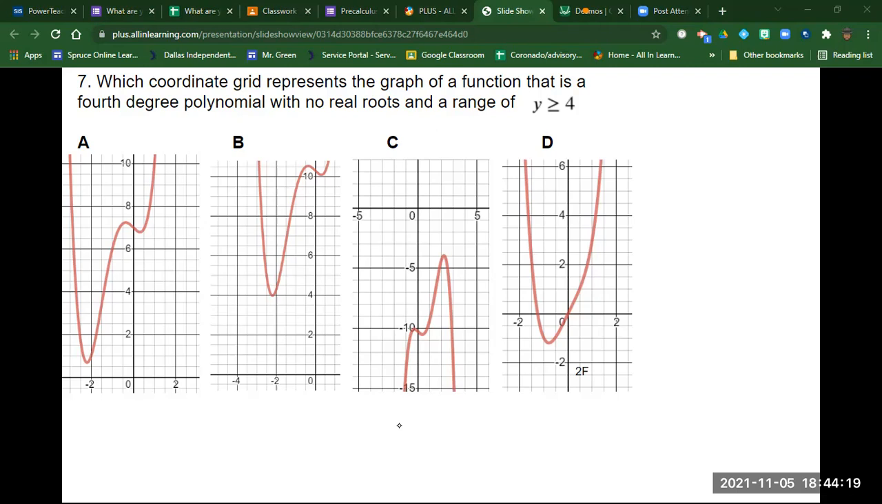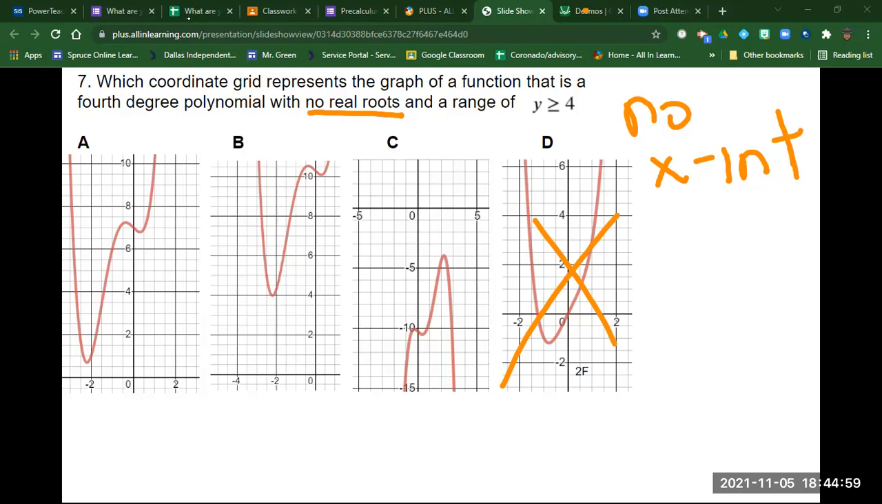Which coordinate grid represents the graph of a function that is a fourth degree polynomial with no real roots? Oh boy, do I want to make a big deal about that? No real roots. That means it has no x-intercepts. So it doesn't have any roots, so it should never cross the x-axis. So which one of these cross the x-axis? Well, only one does. So, not that one.